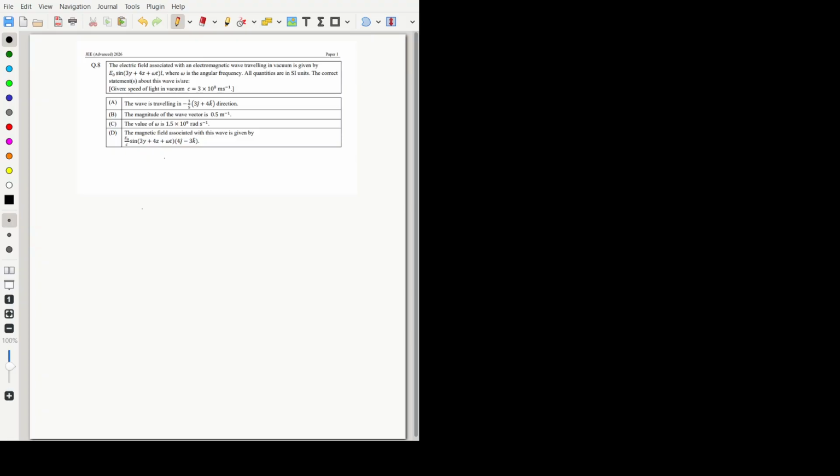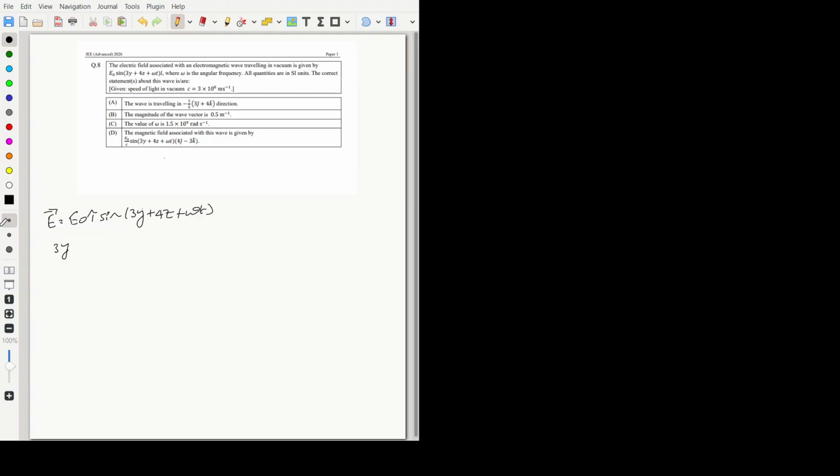Today we'll be solving a problem from JEE Advanced 2026 Physics section. It's a very simple problem. So let me write down the electric field vector. It is linearly polarized in the x direction. Now I'll compare the argument of the sine function with the general expression for the phase of a plane wave.